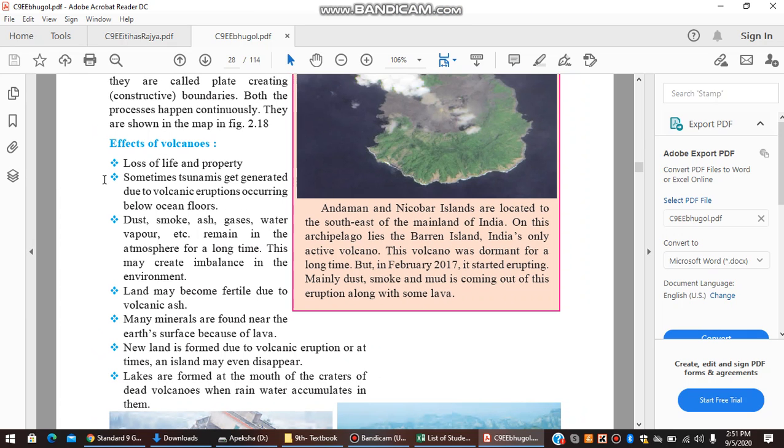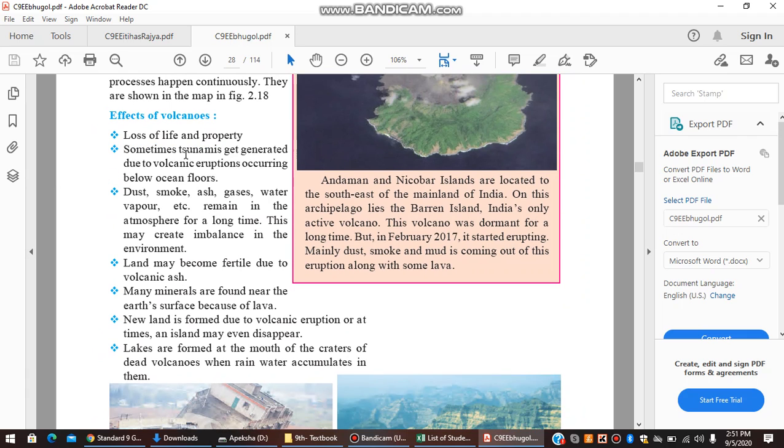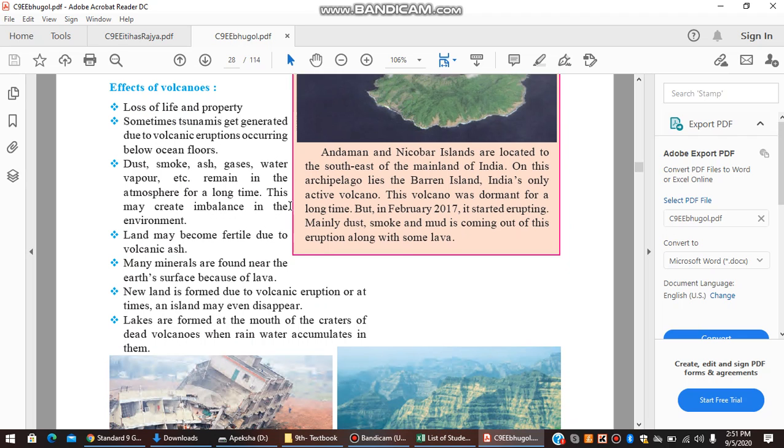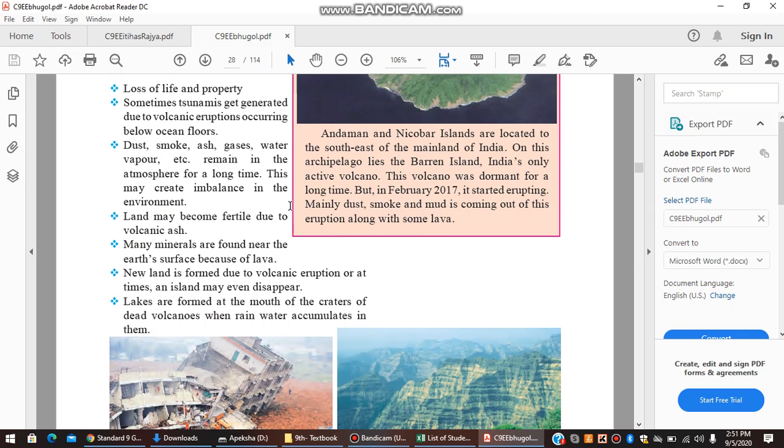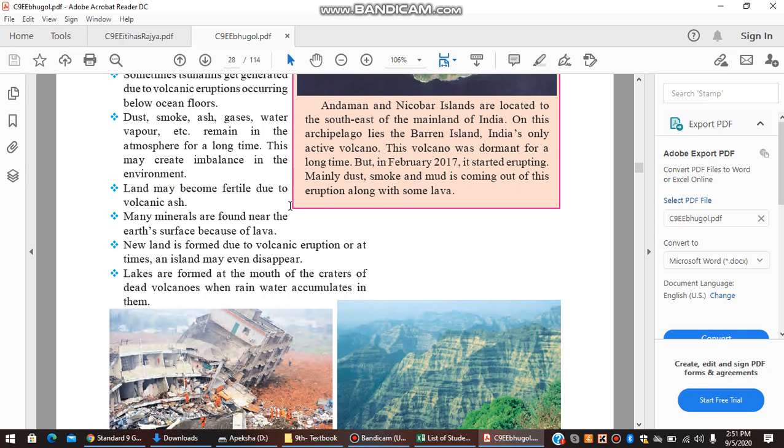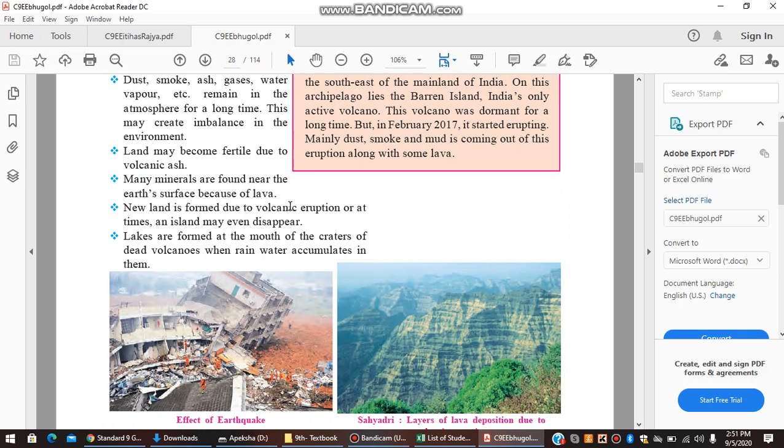So let's list out the effects. Loss of life and property. Sometimes tsunamis get generated due to volcanic eruptions occurring below ocean floors. Dust, smoke, ash, gases, water vapor, etc. remain in the atmosphere for a long time. This may create imbalance in the environment. So as we see, there are a lot of hazardous effects of volcanoes. You can just read the remaining lists.